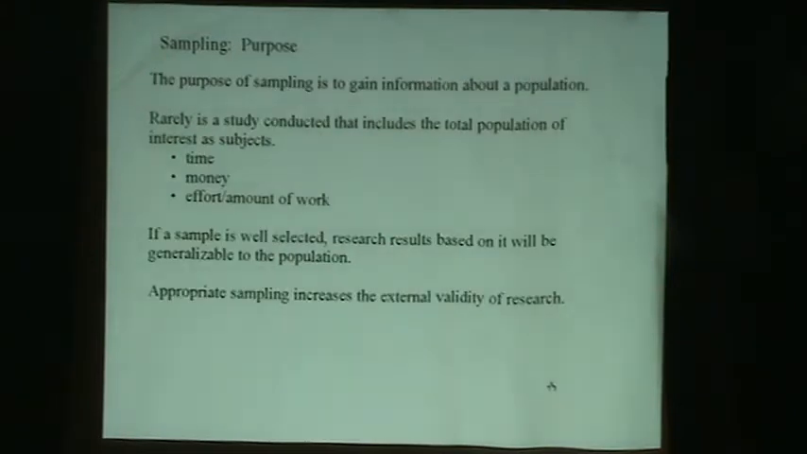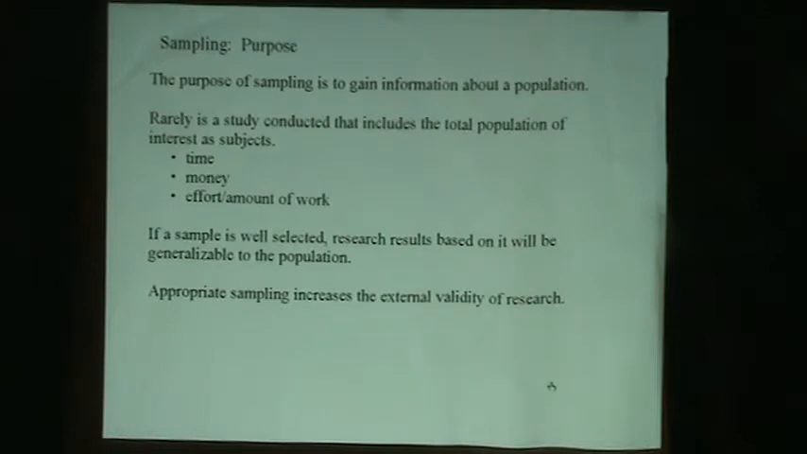Sampling is the process of selecting a certain number of individuals for a study in such a way that they represent the larger group from which they were selected. The individuals selected are the sample, and the group that they're selected from is called the population. And of course, it is very important for a sample to be valid. It has to be a good representation of the population that it's selected from.